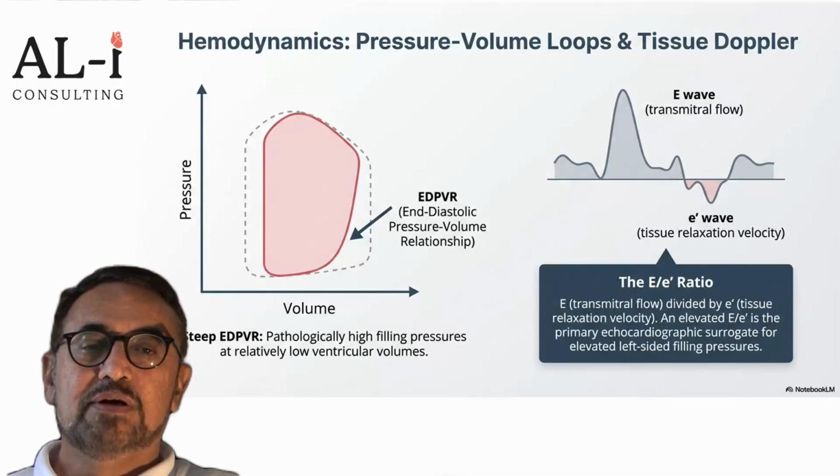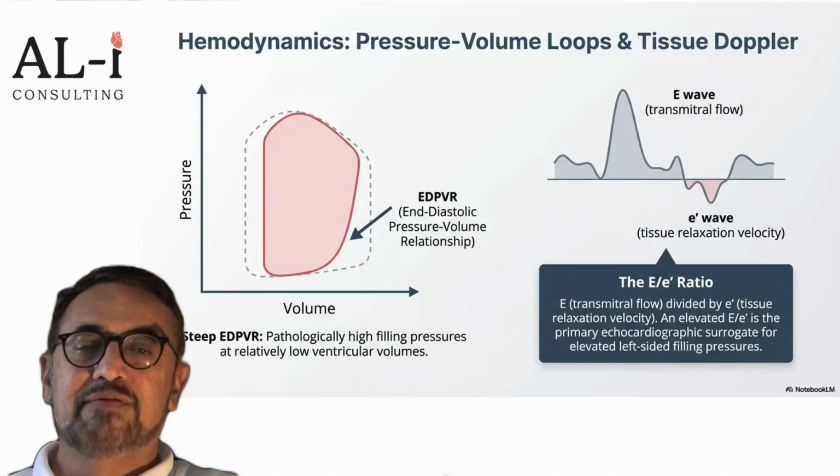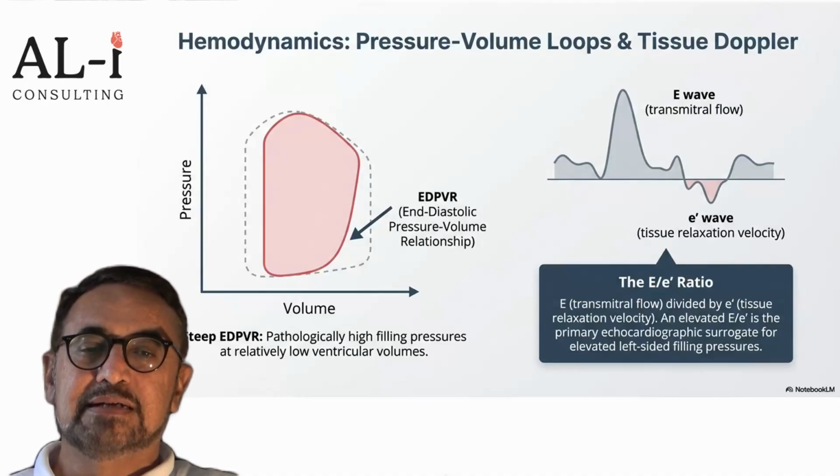On echo, one useful surrogate is the E over E prime ratio. E reflects transmyocardial flow and E prime reflects myocardial relaxation velocity. When E over E prime is elevated, it suggests higher left ventricular filling. It is helpful but not perfect, which is why we always interpret it in clinical context. The pearl is HFpEF is fundamentally a pressure problem.